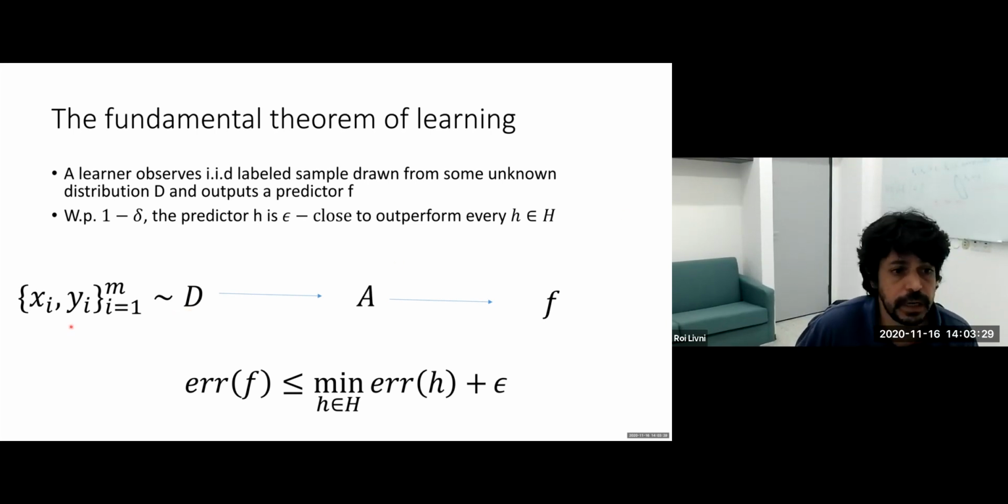So that means you have some data drawn from some distribution, you give it to the algorithm, you get a predictor f, and what needs to happen with high probability is that the prediction error of this function needs to be close to the minimal error of the best hypothesis in the class.